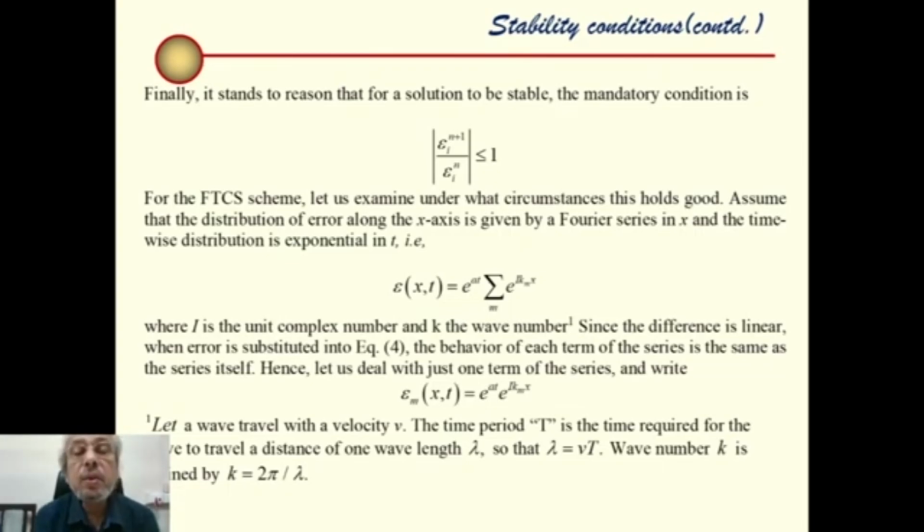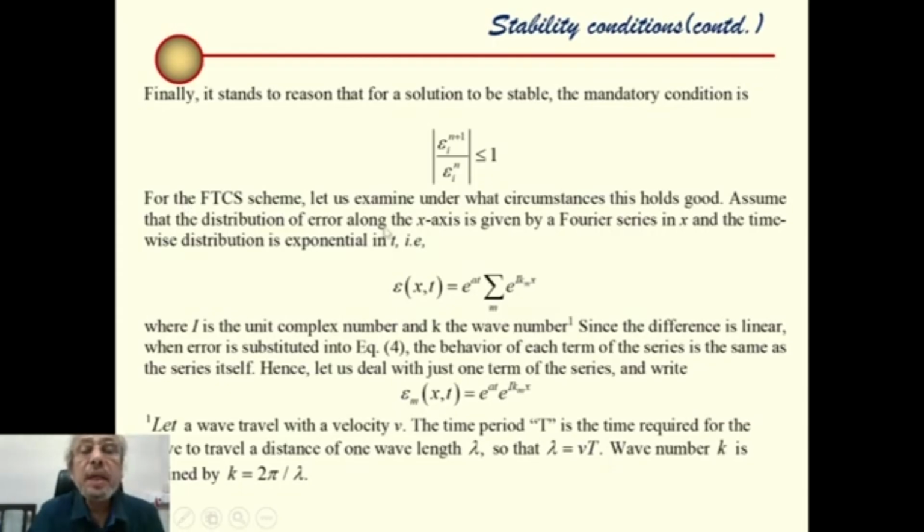Now at the ith location, if the error at the n plus 1th level is epsilon I n plus 1, and at the nth level it is epsilon I n, then the modulus of this ratio should be less than 1. I explained it earlier that the error should reduce in each time step. Maybe at some intermediate time level it may stay at the same level, but it should never exceed it, in order for the formulation to be stable.